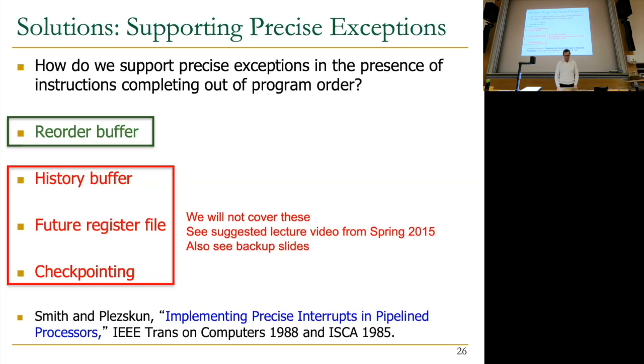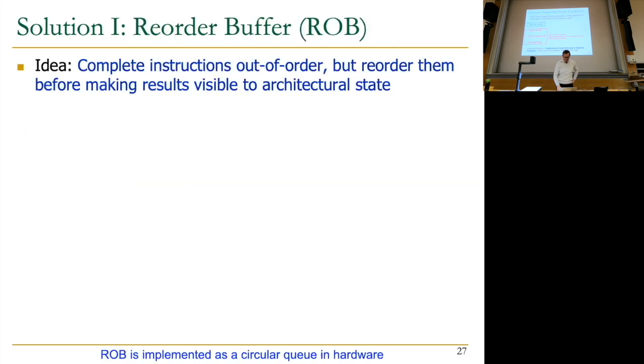So just to remind you, we're going to try to answer this question: how do we support precise exceptions in the presence of instructions completing out of order? And the first, maybe the only solution that we're going to go into depth, is going to be the reorder buffer. The idea here is very simple, except it's going to add a lot of complexity to the back end of the pipeline, as we will see.